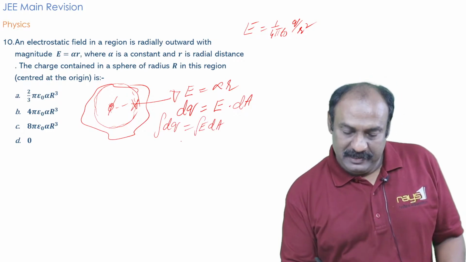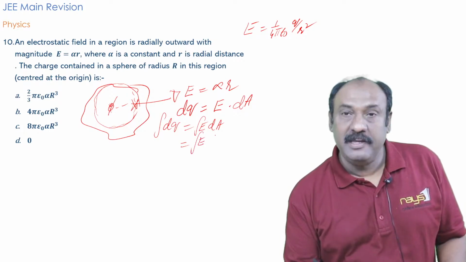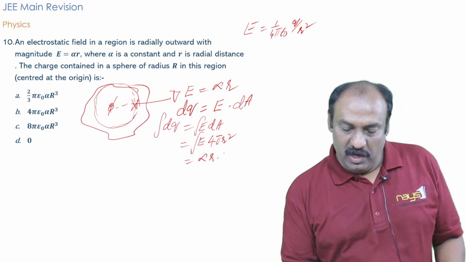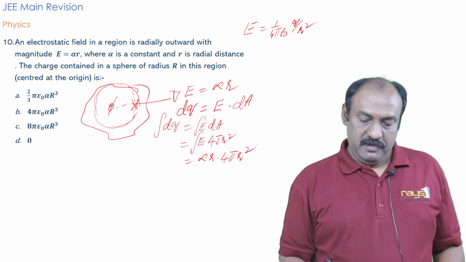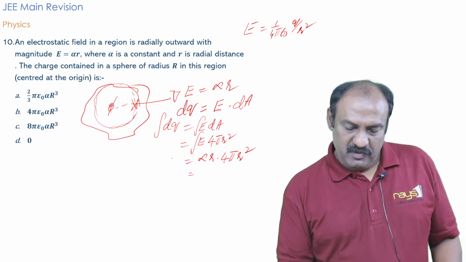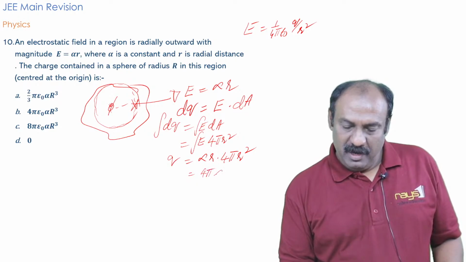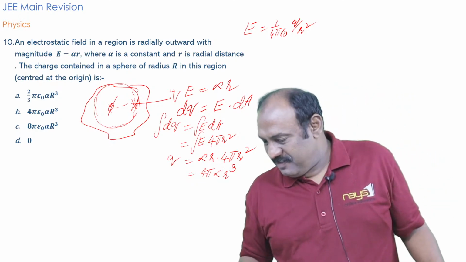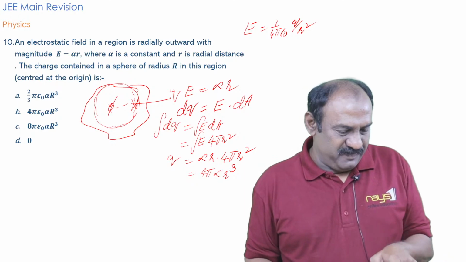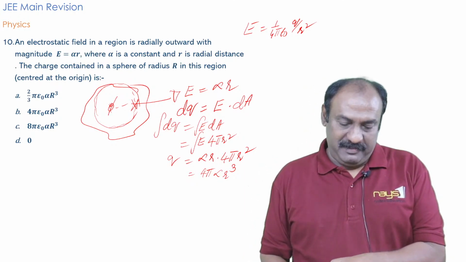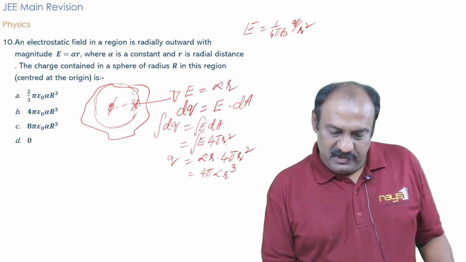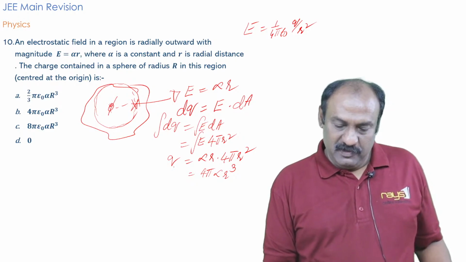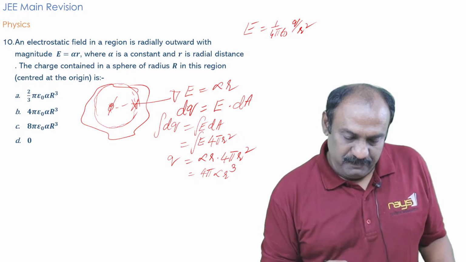The integral of E into dA, where the area is 4 pi r square and E is constant, E equal to alpha into r, gives alpha r into 4 pi r square. Therefore q equal to 4 pi alpha into r cubed. This is the basic equation for charge here. At small r, E into dA is alpha into r into 4 pi r square, and this one is the flux.